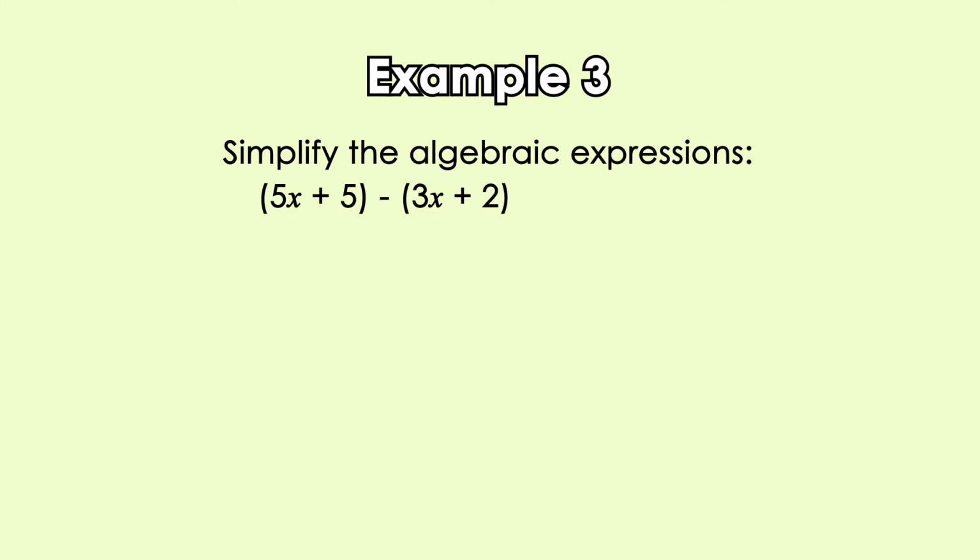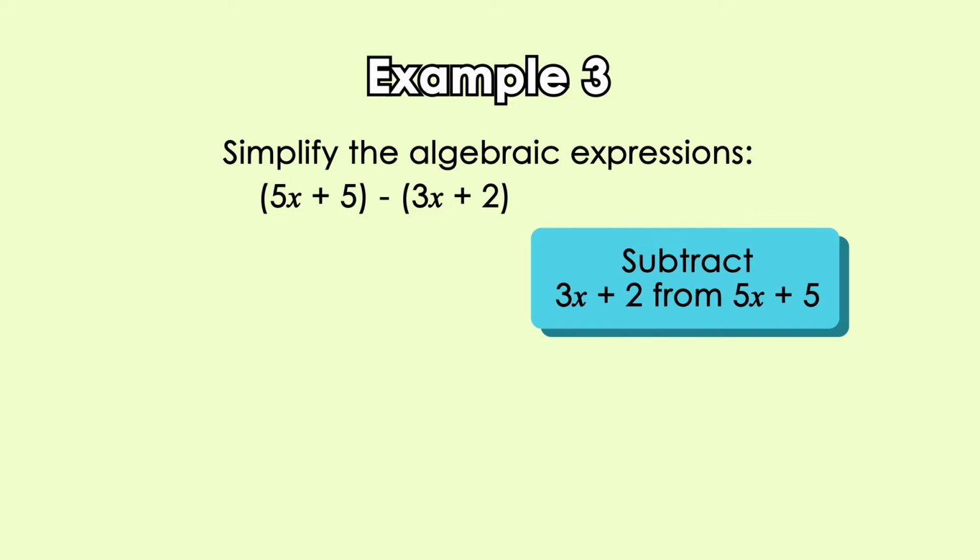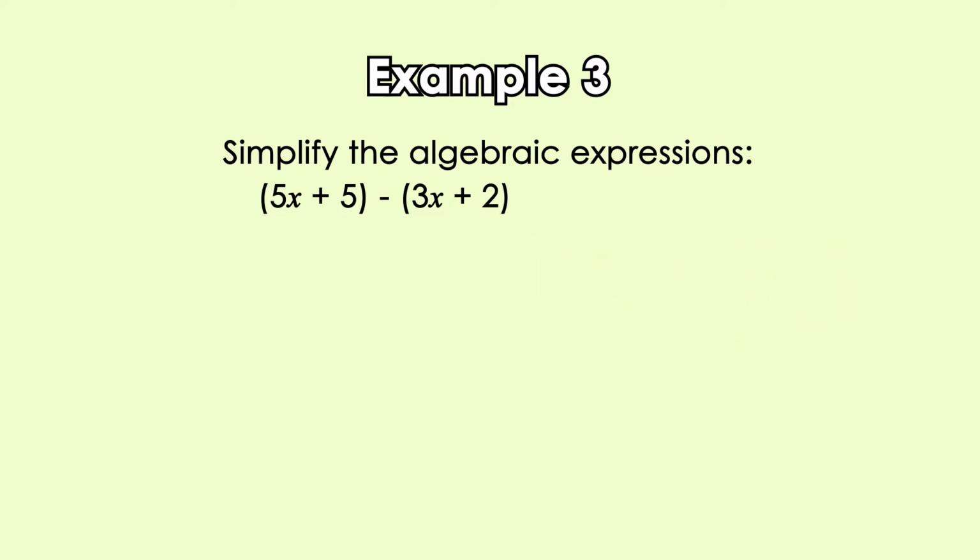Simplify the following algebraic expressions. Subtract 3x plus 2 from 5x plus 5. Now, we need to remove the brackets. The sign in front of the first bracket is understood to be positive. Therefore, the signs within the first bracket do not change. Write 5x plus 5. The sign in front of the second bracket is negative.